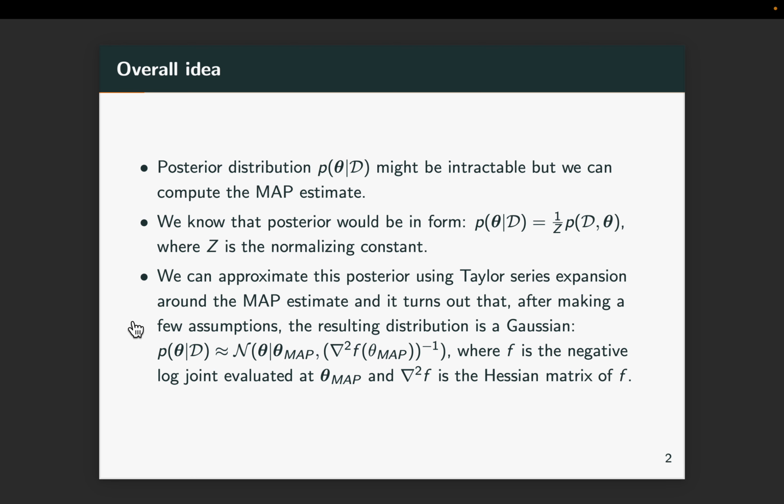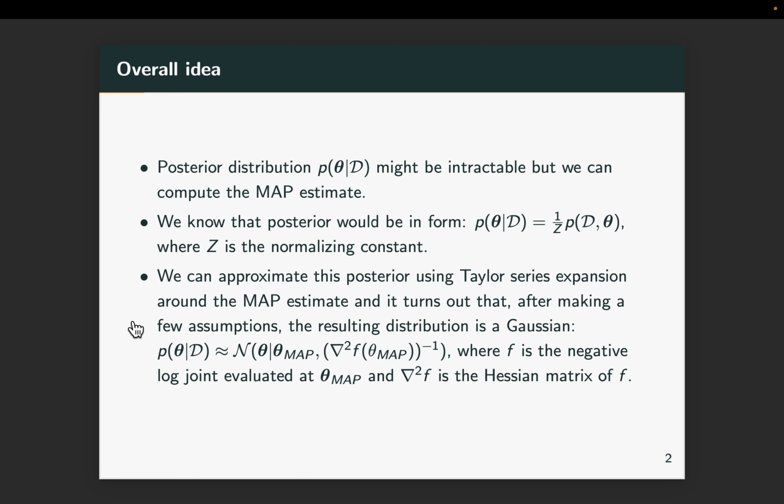Right, so it's a lot of terms. Let's go over them again. So the first term is easy to understand. It's a normal distribution whose mean slash mode is theta MAP. Right, so we're centering. We're saying that let's assume that that is the best estimate. That's where we'll have the most density. Right? Theta MAP naturally makes sense.